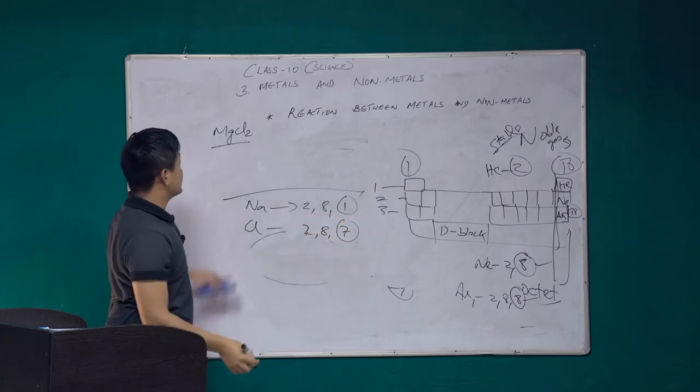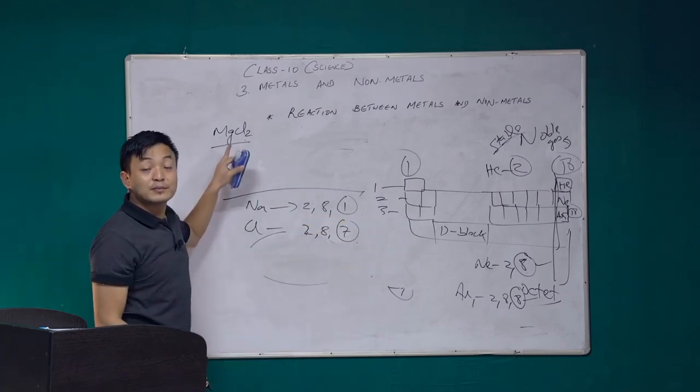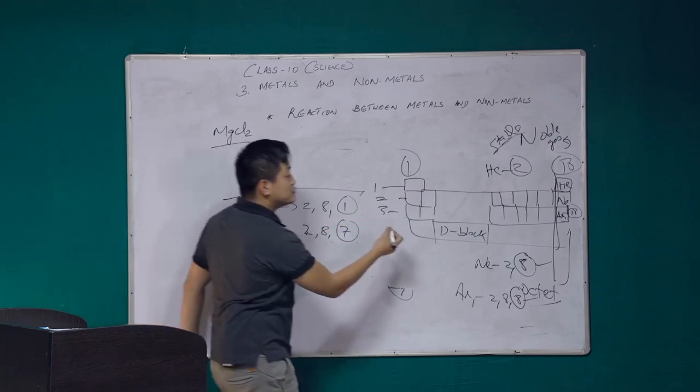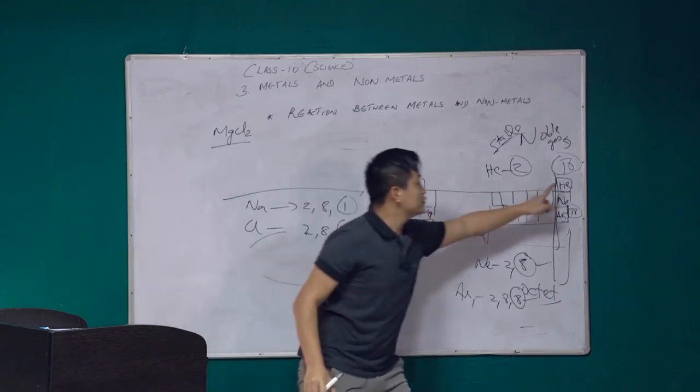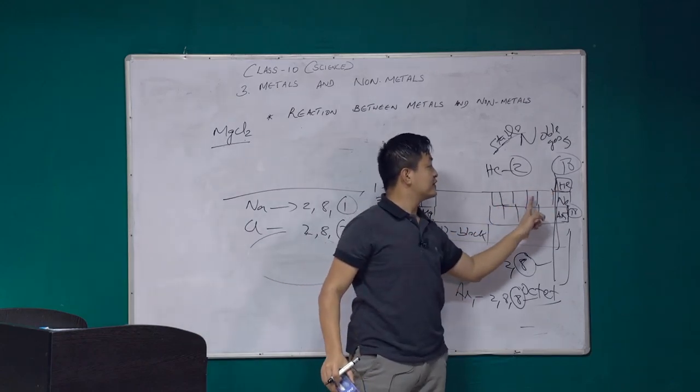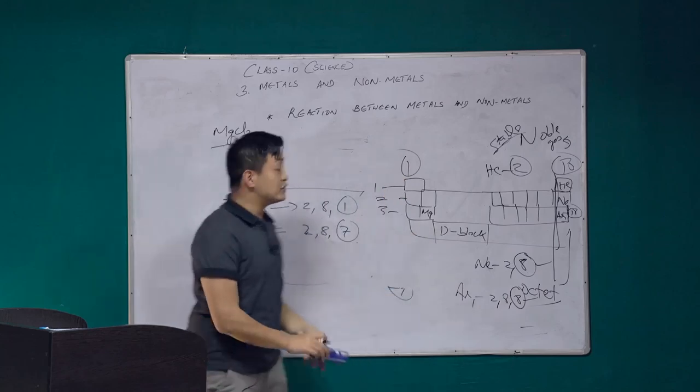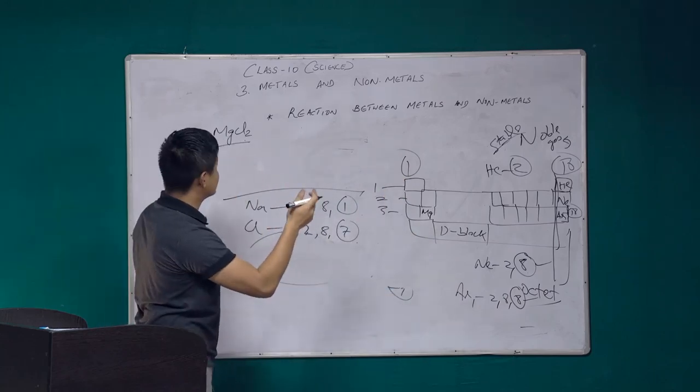Let's see here in the periodic table. Magnesium has an atomic number 12. So magnesium would be here. Clear, students? Magnesium would be here. And 1, 2, 3, 4, 5, 6, 7, 8, 9, 10, 11, 12. So magnesium, the atomic number is 12.